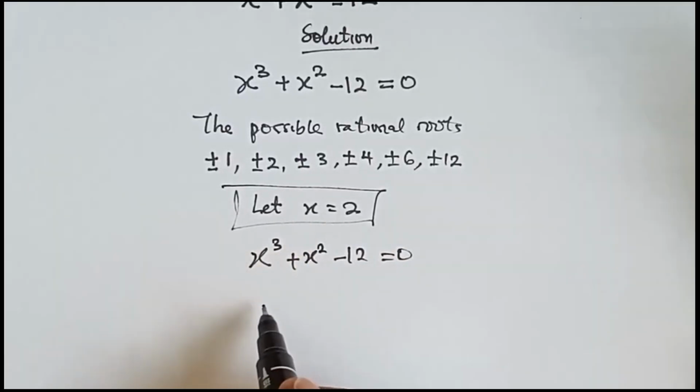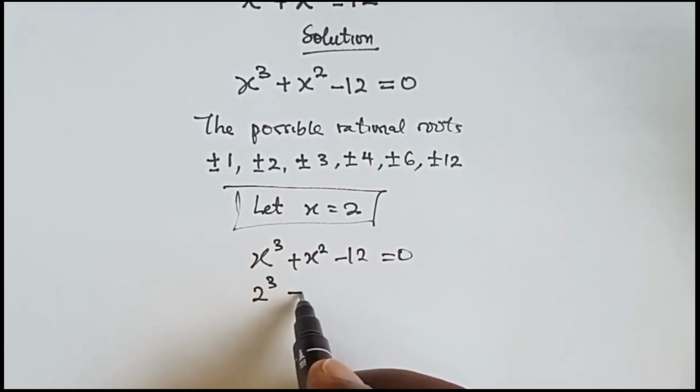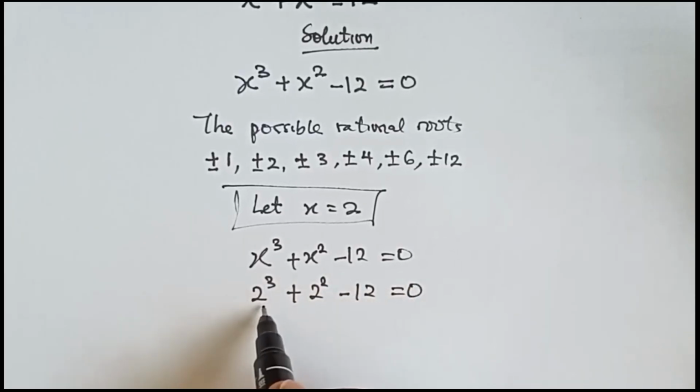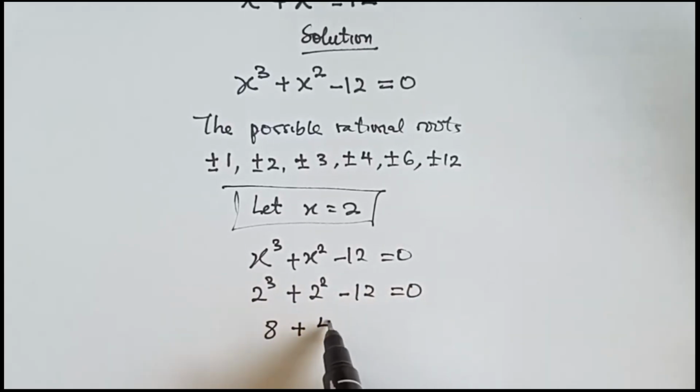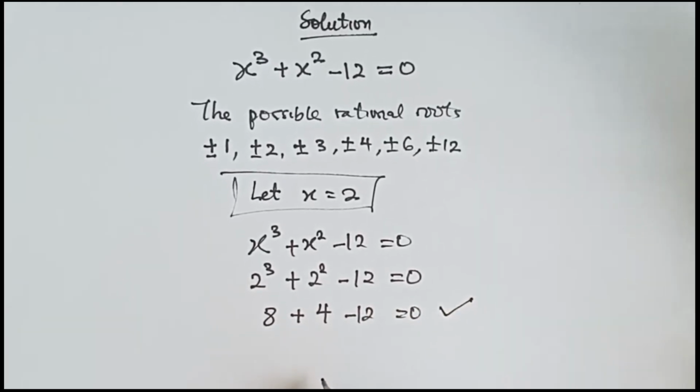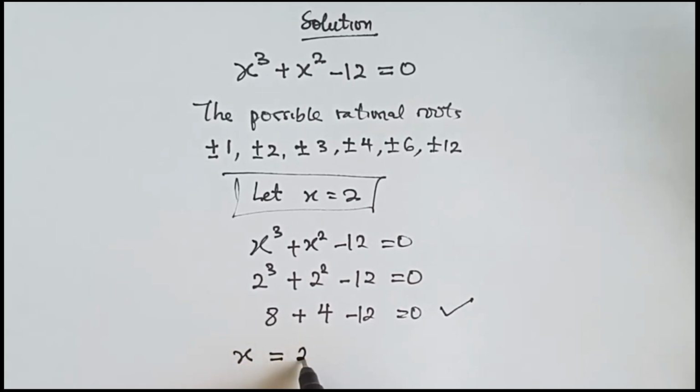When x is 2, I will say 2 raised to the power 3 plus 2 raised to the power 2 minus 12 equals 0. And this will give 8, this will give 4, minus 12 equals 0. So the whole of this will give you 0 because 8 plus 4 is 12, 12 minus 12 is 0. So it means that x equals 2 is a root.